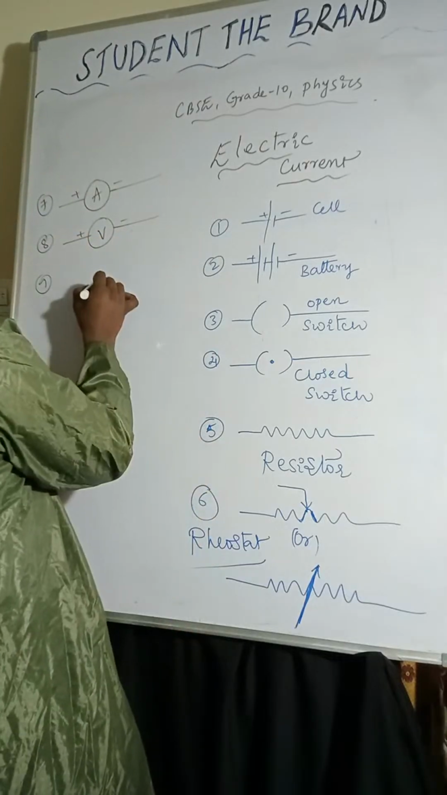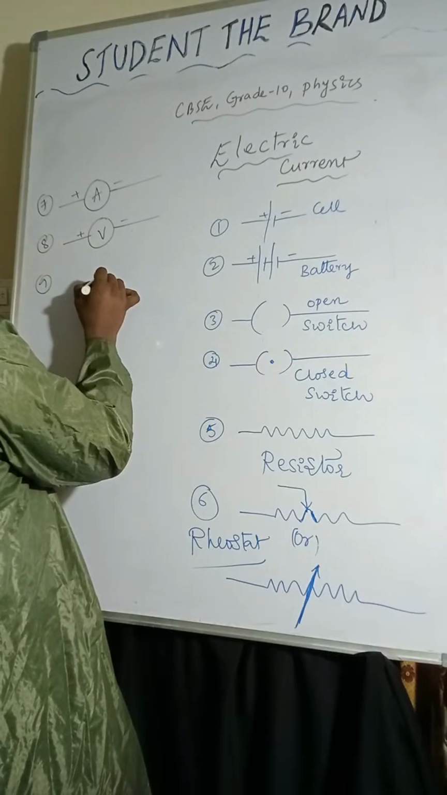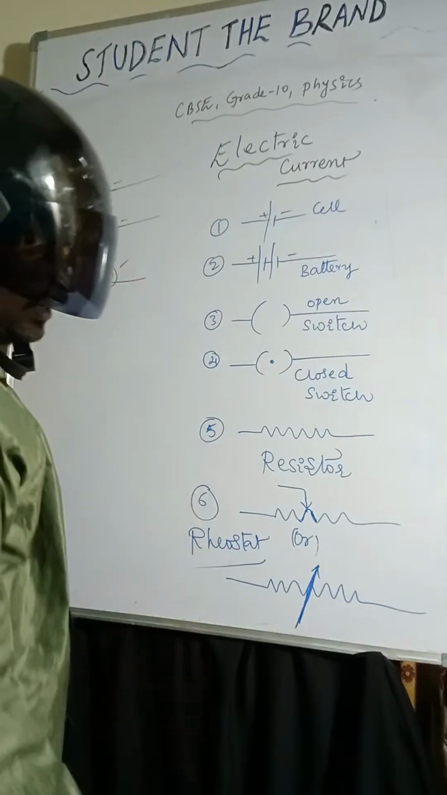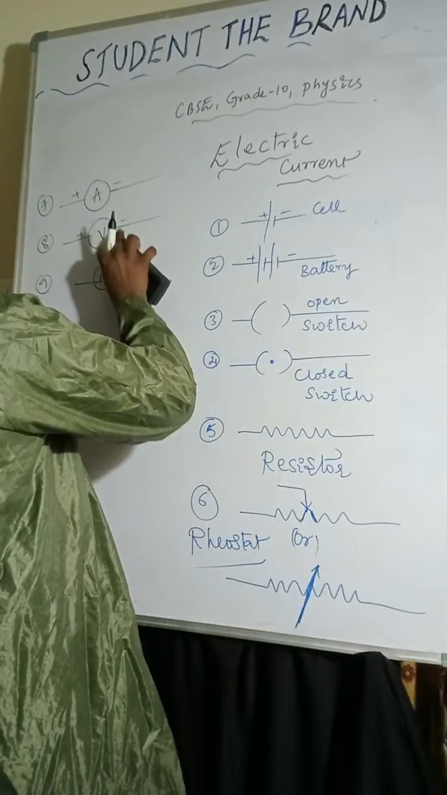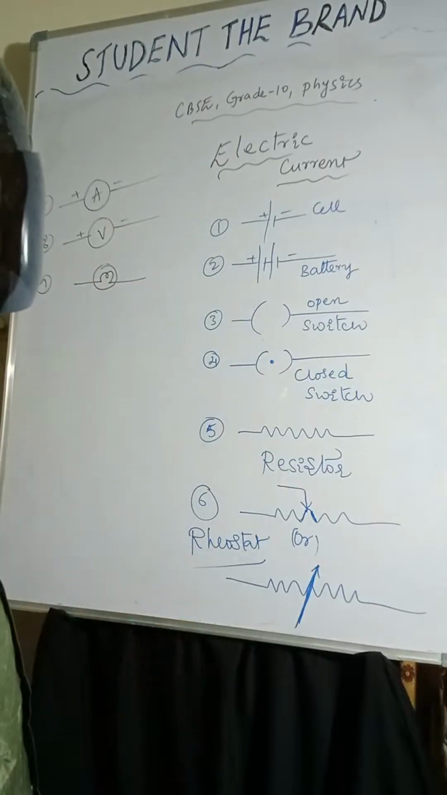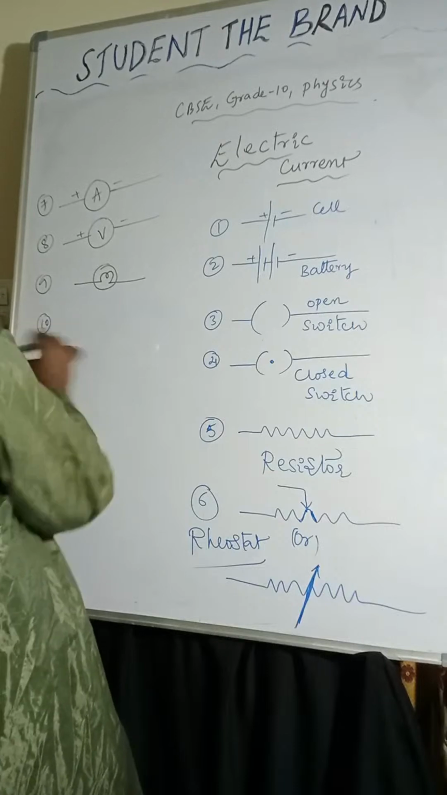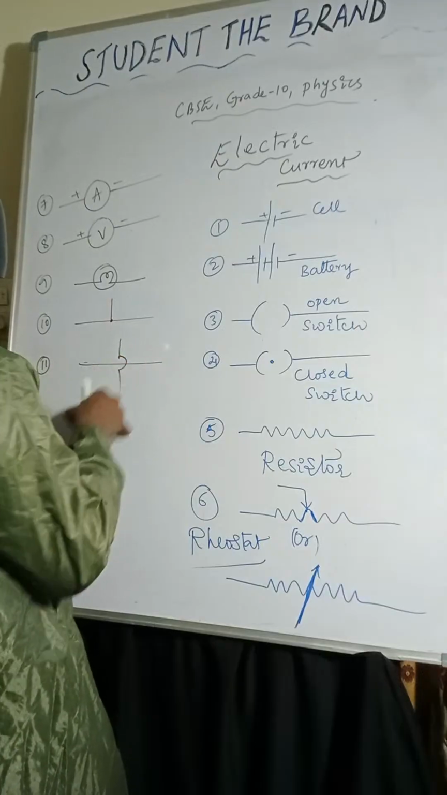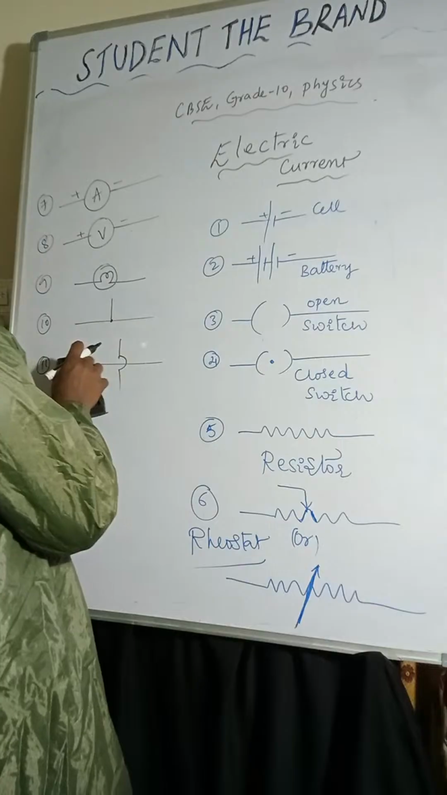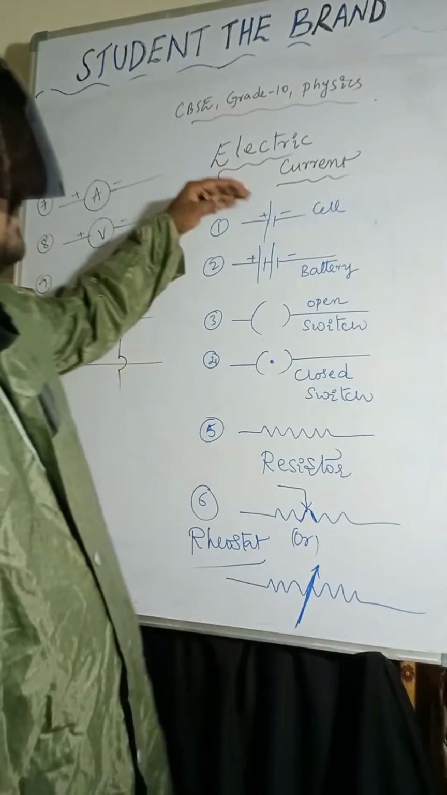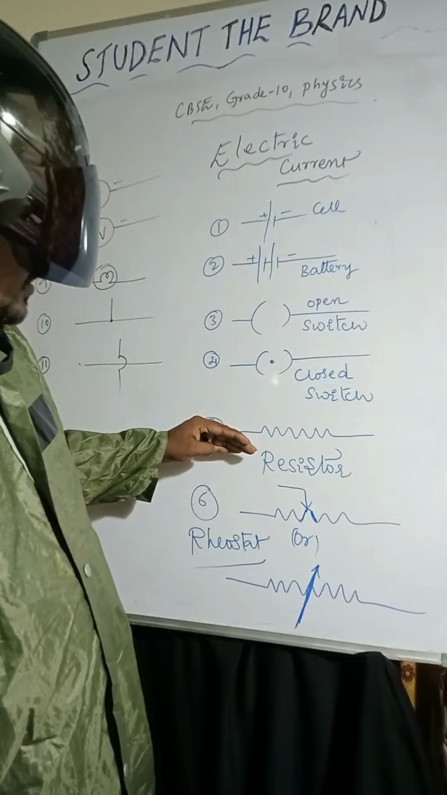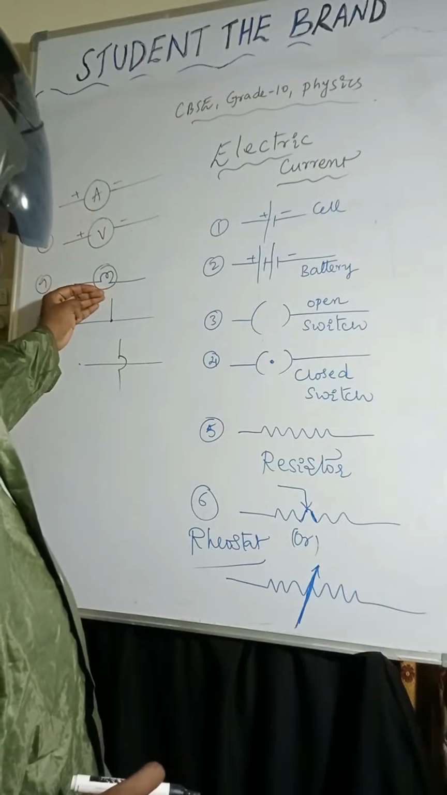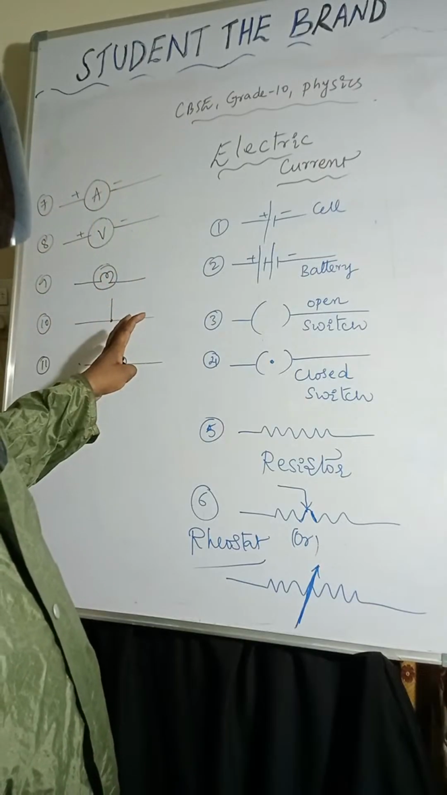Coming to the ninth one, I am taking the bulb. This is the bulb symbol. The tenth one is wire joining, and the 11th one is wire crossing. So: cell, battery, open switch, closed switch, resistor, rheostat, ammeter, voltmeter, bulb, wire joining, wire crossing. These are the electrical appliances.